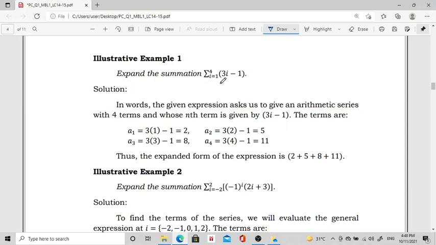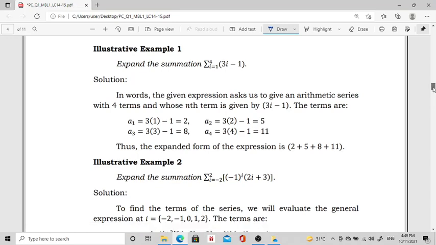So, how do we read this expression? The summation of the quantity 3i minus 1 from i is equal to 1 to 4. In expanded form, that is 2 plus 5 plus 8 plus 11. So I hope you got it. If not yet, we have here our second illustrative example.